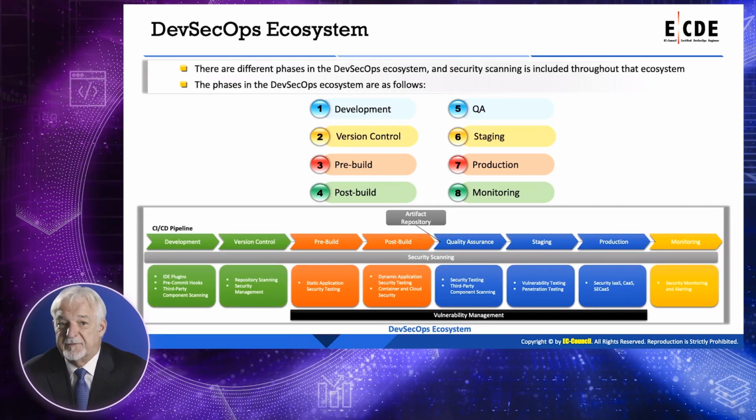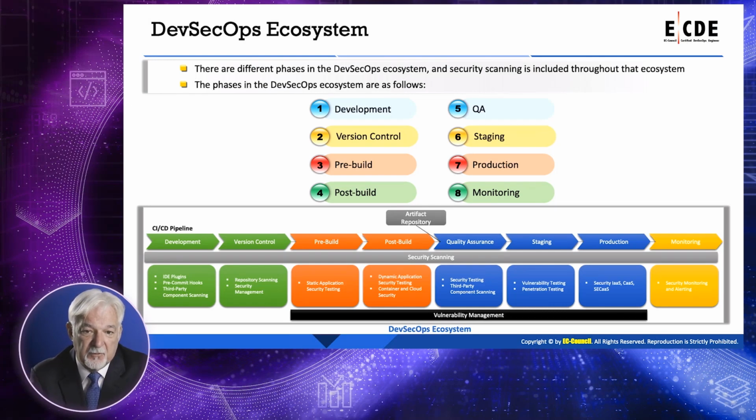The ecosystem of DevSecOps. There are different phases in the DevSecOps ecosystem, and security scanning is included throughout that ecosystem. The phases are as follows: development, version control, pre-build, post-build, QA, staging, production, and monitoring. With development, we're doing the IDE plugins, pre-commit hooks, and third-party component scanning. Pre-commit hooks are interruptions before you hit the big dreaded enter key and your code gets dropped in the library as the updated version, by the way.